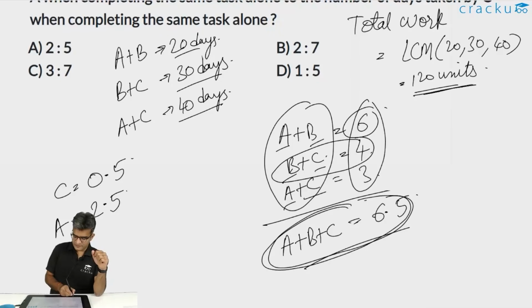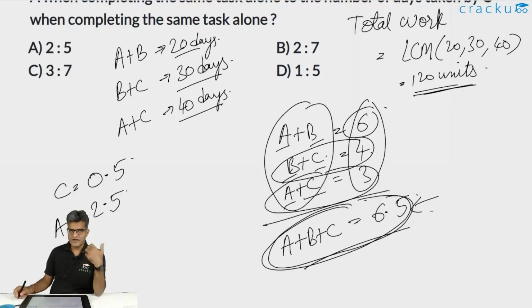Similarly, we can calculate the value of B. A plus C is 3. A plus B plus C is 6.5. So the value of B is 3.5 units.